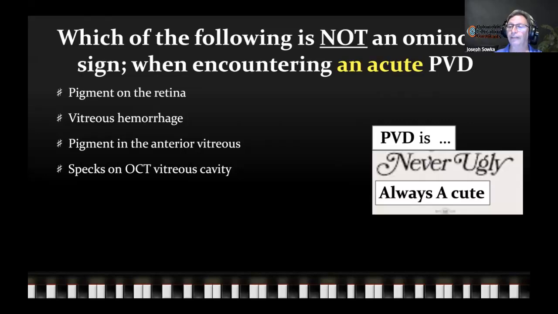Which of the following is not an ominous sign when encountering acute PVD? Pigment on the retina, vitreous hemorrhage, pigment in the anterior vitreous, or specks on OCT in the vitreous cavity? And remember to go to the poll icon on the right part of your screen to find the poll. Very good question.